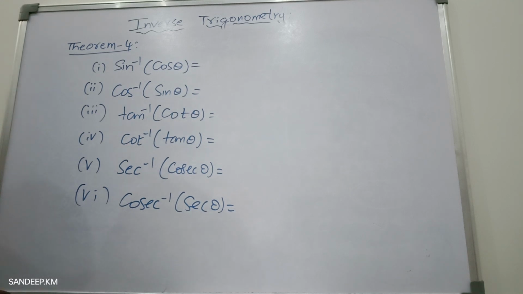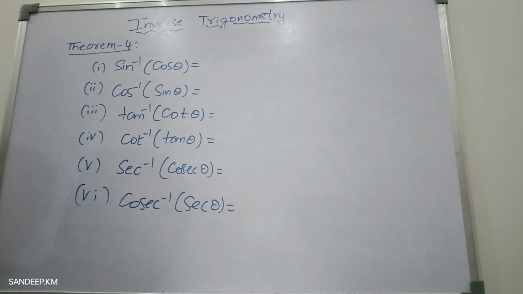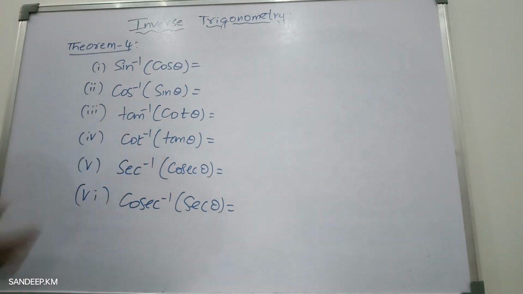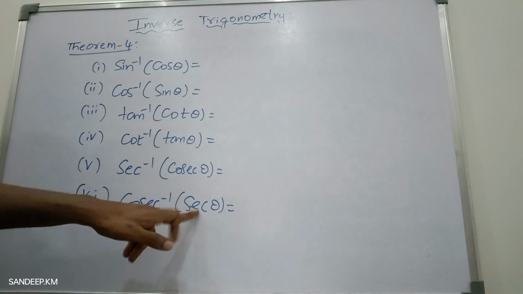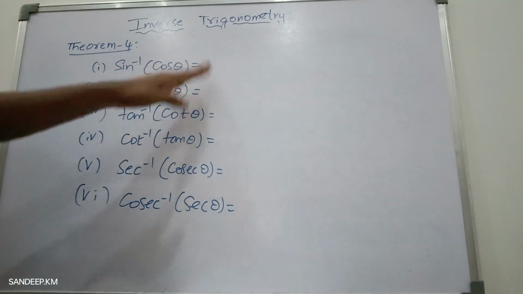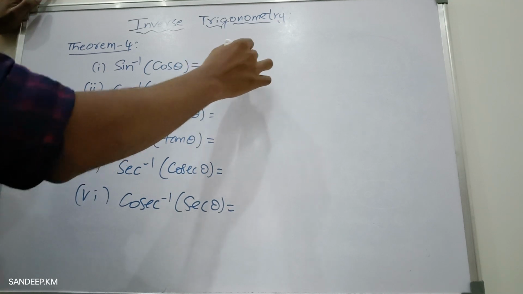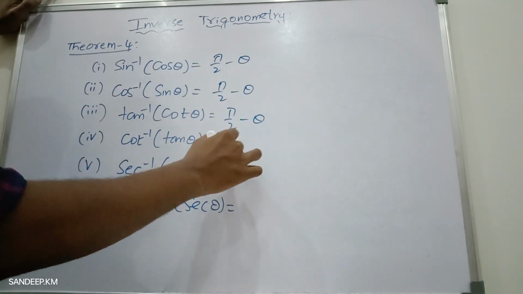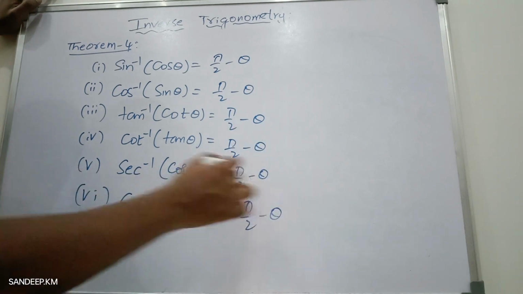Our next theorem, the next property: what is sin inverse of cos theta? What is cos inverse of sin theta? Next, tan inverse of cot theta, cot inverse of tan theta. Then secant inverse of cosec theta, cosec inverse of sec theta. So what are the values? All these are equal to pi by 2 minus theta.